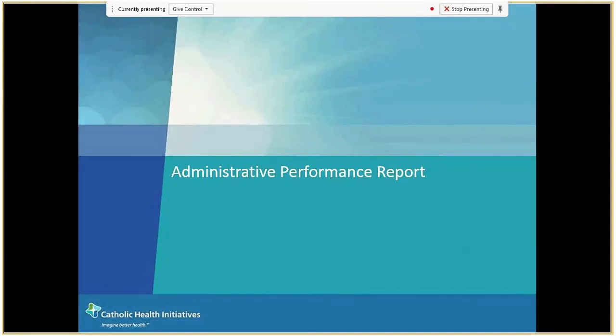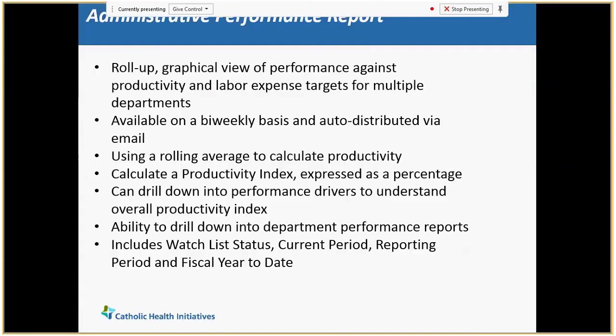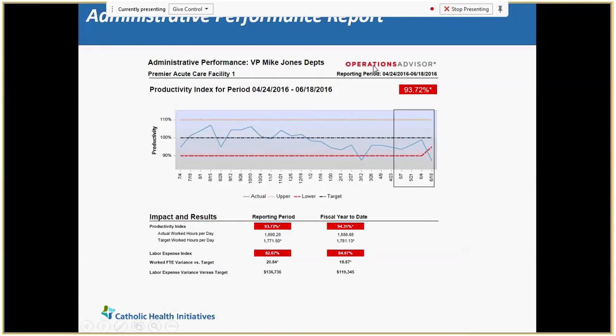The one roll-up report I'm going to show you is the administrative performance report. It looks very similar to the department performance report that I showed you earlier. And so these values represented here in the numeric portion and the chart are representative of all the departments in aggregate that are a part of this roll-up group. Now this one we called Premier Acute Care Facility 1. Everybody's got a different name for their roll-up.